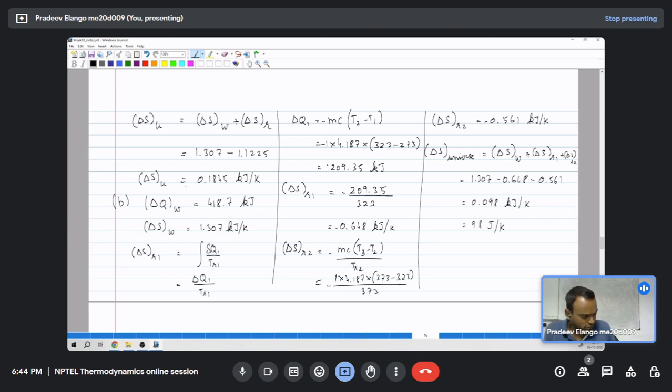In the earlier case, we got around 185 J/K, and now we have got around 98 J/K. So we have reduced the entropy increase of the universe by around half. So what we can infer from this is, we have already seen that the change in entropy will increase when heat flows through a finite temperature difference.